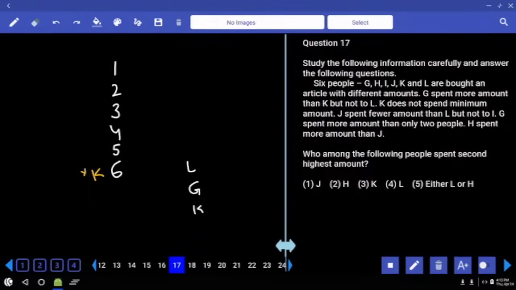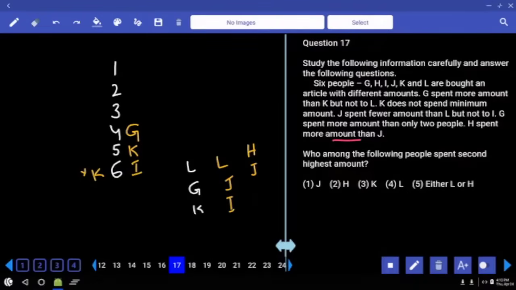And J spent lesser amount than L. J is lesser than L, but not to I. J is more than I. G spent more than only 2 people. Hence G must be at this place. G spent more than only 2 and K must be here. If K is here, then H spent more than J. Now H is more than J, H will be earlier to J. K cannot be here, hence I must be here.